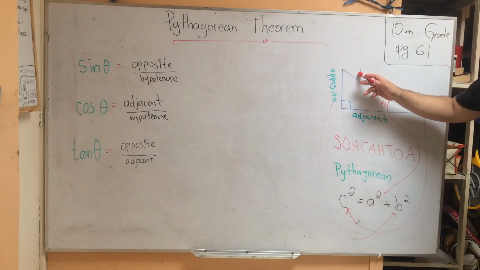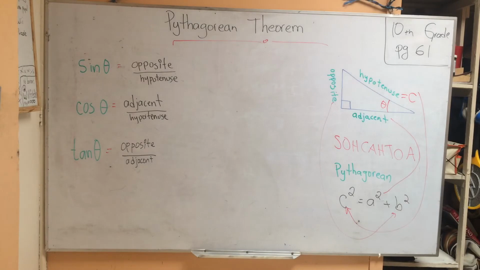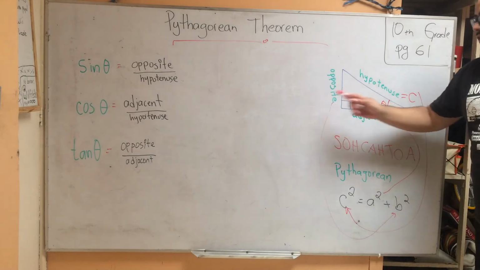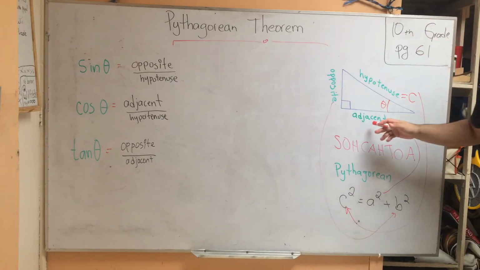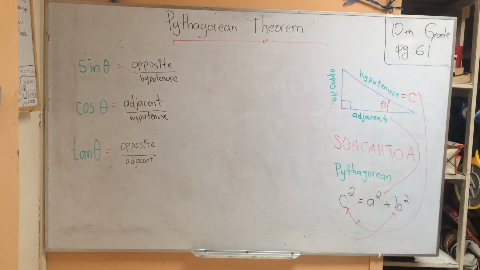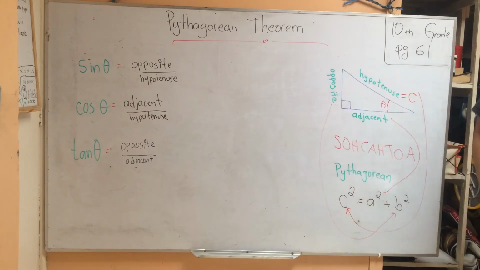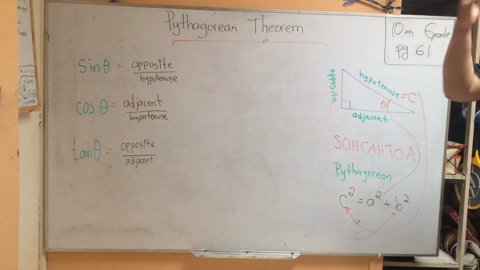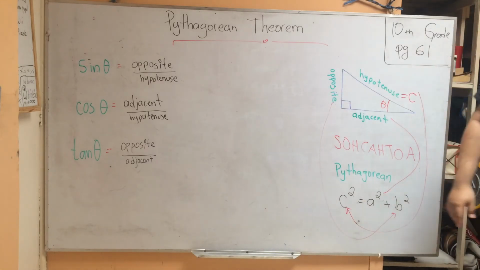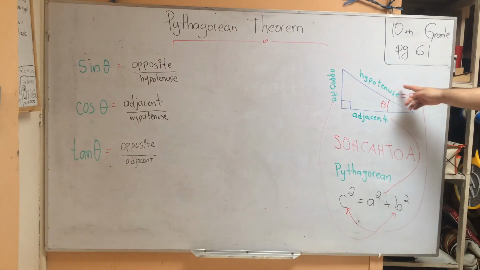So to find out the measurement of the hypotenuse, we would need to take the opposite side squared and add it to the adjacent side squared. And that is the Pythagorean theorem. So let's say that we have the measurement of the adjacent side and the measurement of the opposite side. We would take the adjacent, square it, and add it to the opposite squared, and then we would have the measurement exactly of the hypotenuse.